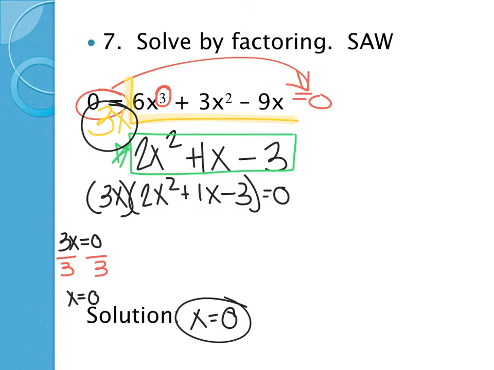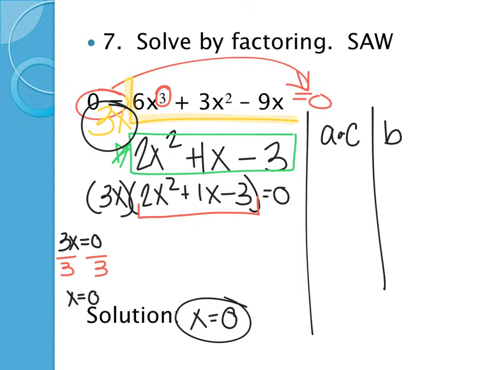Yes, ma'am. Maybe you need to write it out like that so you can remember to set it equal to 0. Okay, so now we take what and factor it? What piece? 2x squared, 1, and negative 3. So we come over here and we're doing a times c and b. What was a times c? Negative 6, which was 2 times negative 3. And then your b was 1.